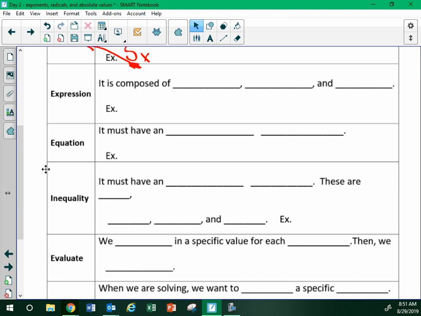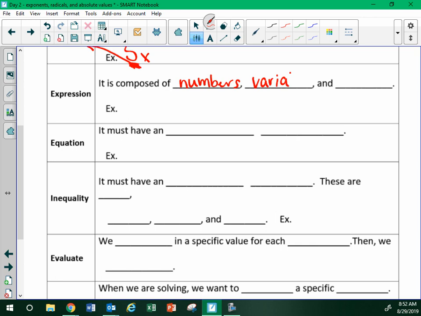An expression is like an equation just without the equal, right? Correct. So an expression is like an equation just without an equal sign. It often will have variables and numbers. Sometimes it has addition, subtraction, multiplication, division. It's really just a combination of letters and numbers and operations. So it's composed of numbers, variables, and operations. Does anyone know what I mean by operations?